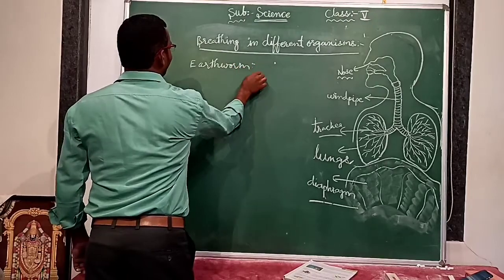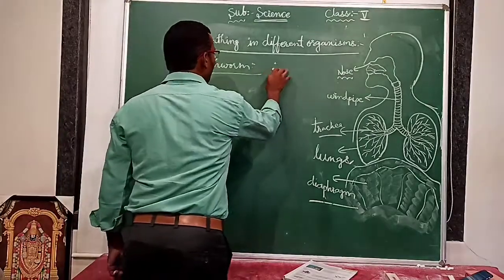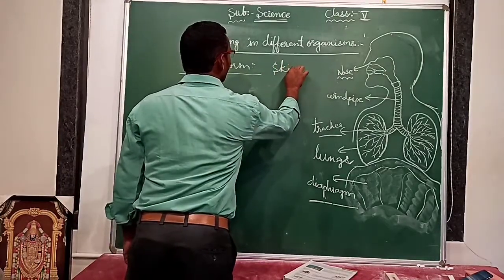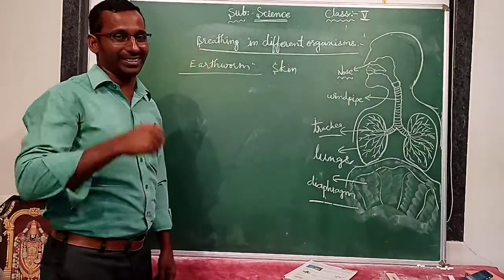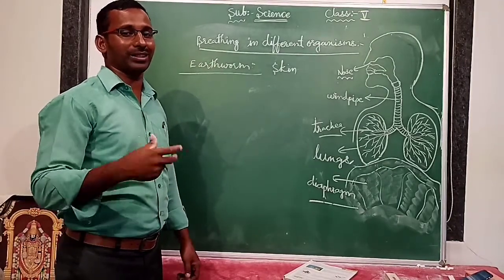Earthworm. They can breathe with the help of skin. They have moist skin. If you touch it, it is always wet. That's called moist skin. With the help of moist skin, they will breathe.